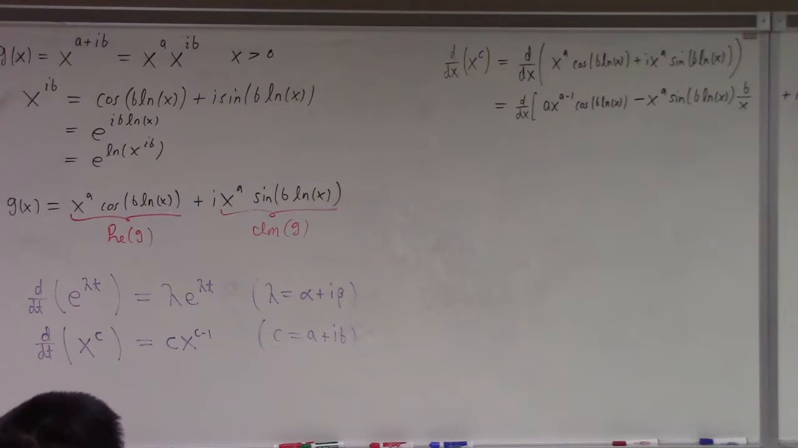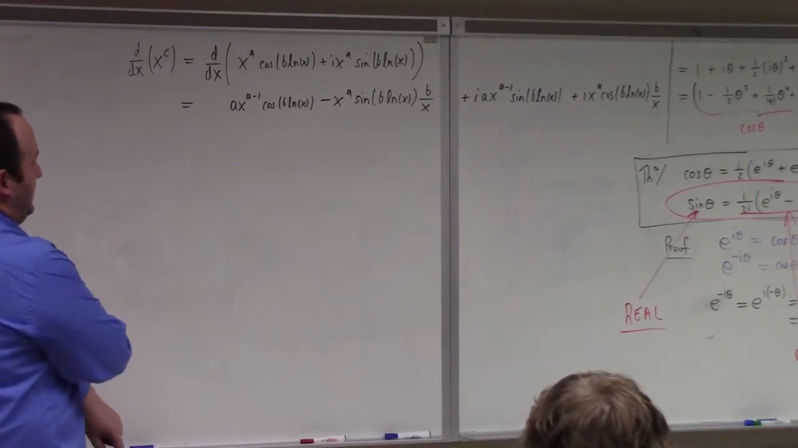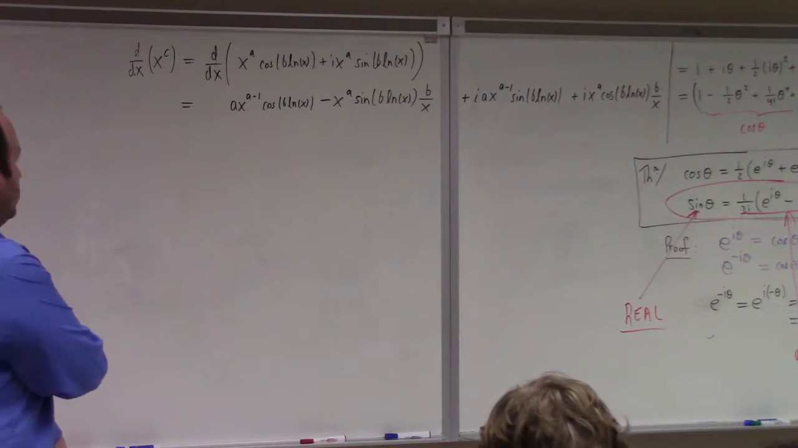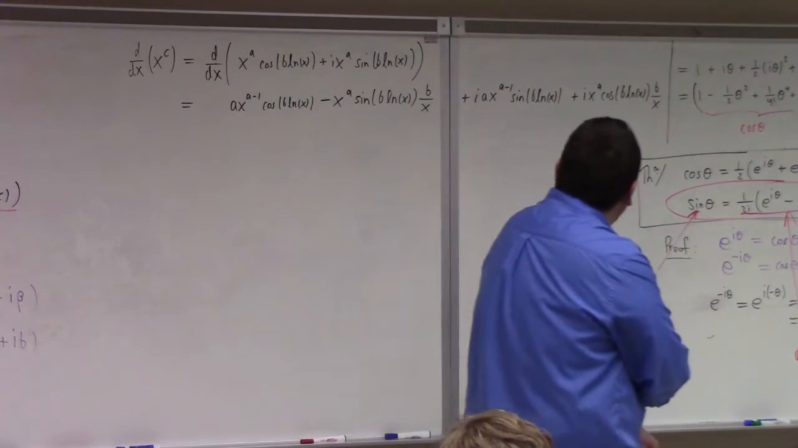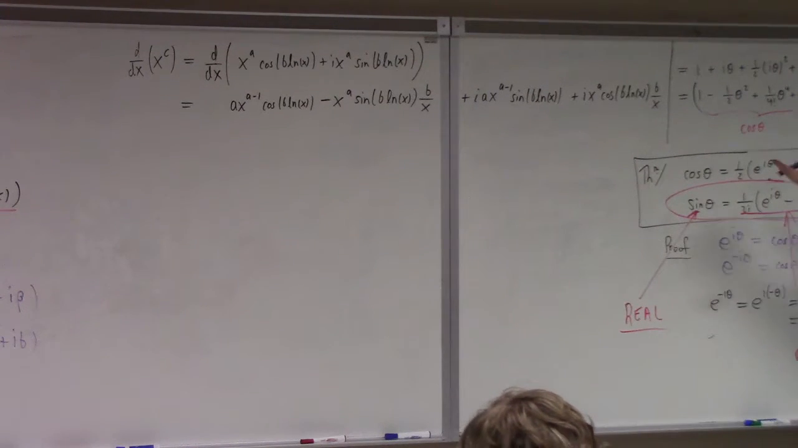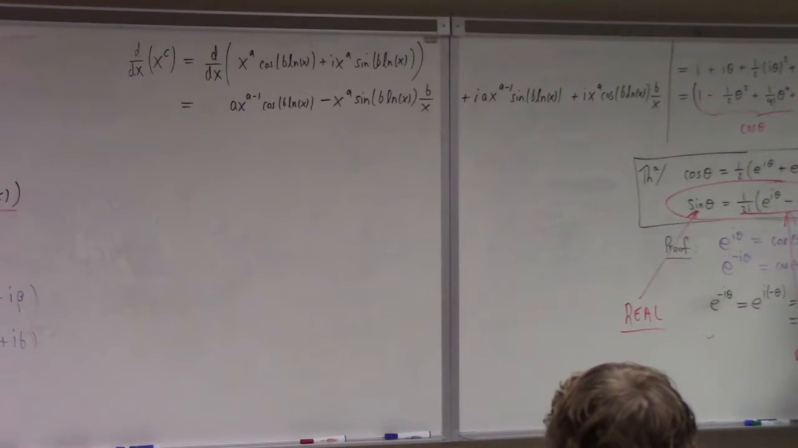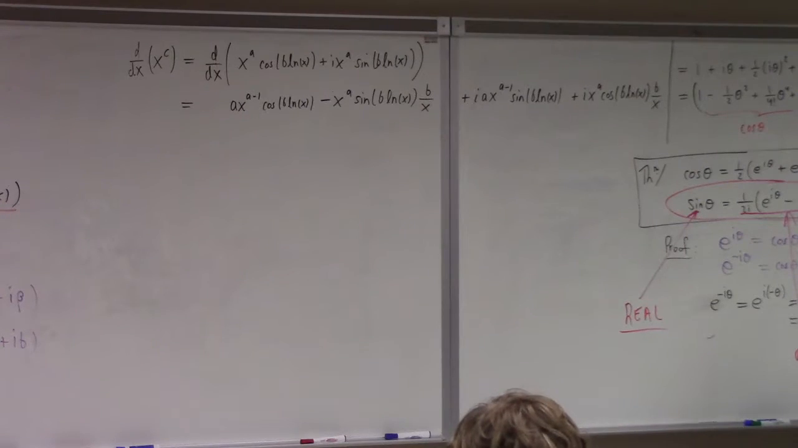I think I already differentiated, so I shouldn't have d/dx out here. Is that it? I mean, two product rules, right? And I'm using the definition of the derivative. I differentiate each component separately. Now we just have to put it back together, right?